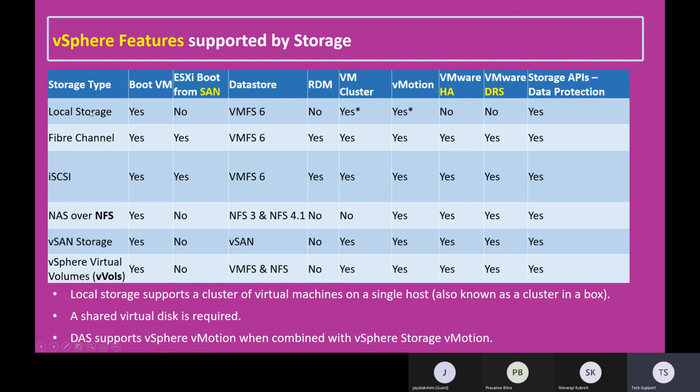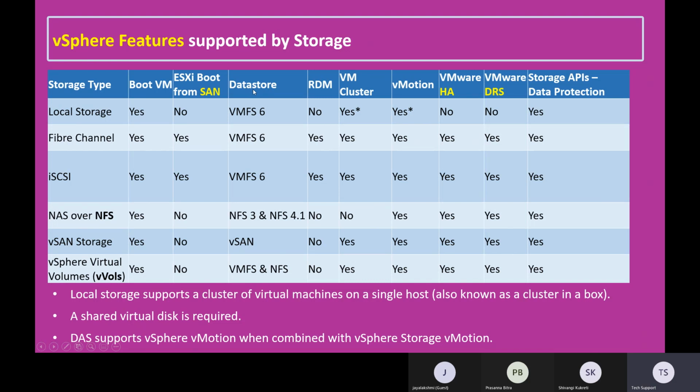All these storages are supported for booting a virtual machine. We can create a virtual machine on any type of storage. We can boot. All these features are supported. So that's why I mention yes. But when it comes to ESXi boot from SAN, the name itself says ESXi boot from SAN. That means this feature is available only on SAN storage. SAN storage means Fibre Channel SAN and iSCSI SAN. These two are supported for boot from SAN. Local storage won't support it, and NFS is no, all the others are no.